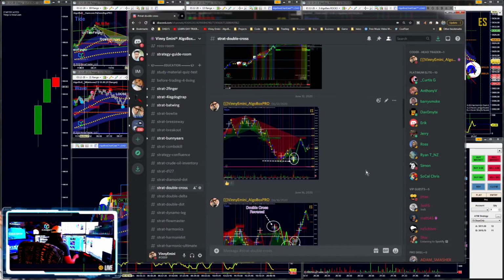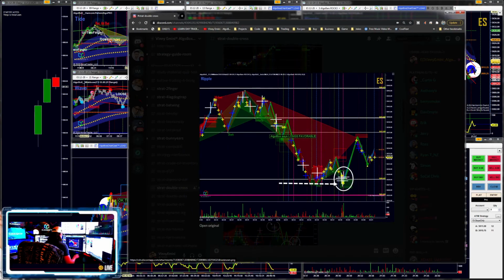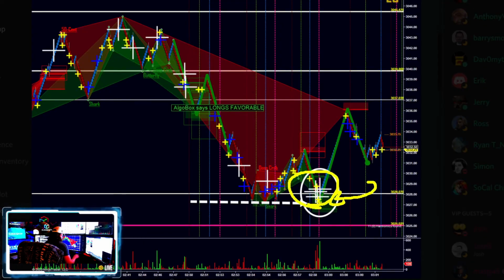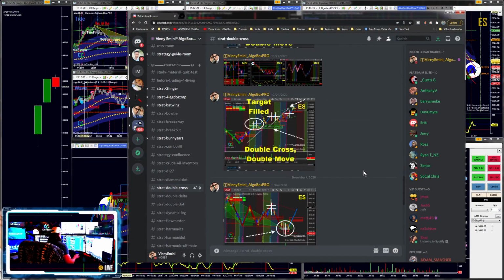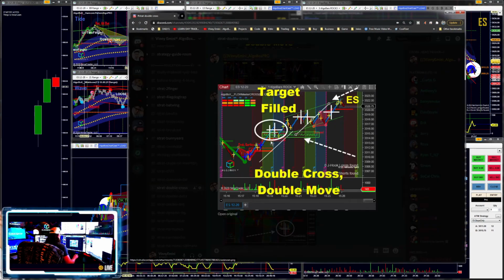But let's get down and show you guys what happens when we have, again, another multi-crosses into a PRZ, right? We're looking for reversal, no biggie. Let's go down and look at some of the double cross double moves. Here's a nice example. This one is broken past those PRZs. What's our direction? We've got longs favorable. So what are we doing?